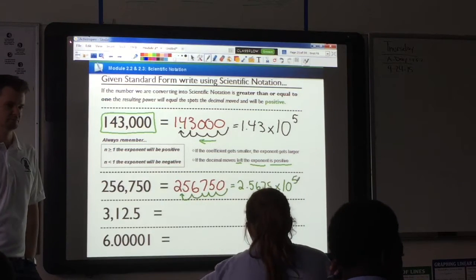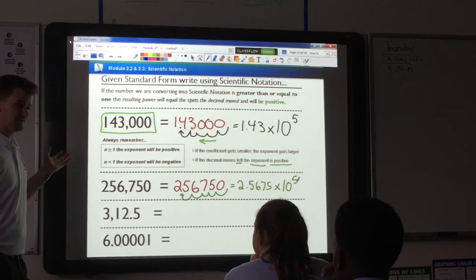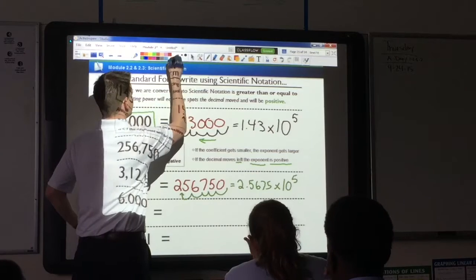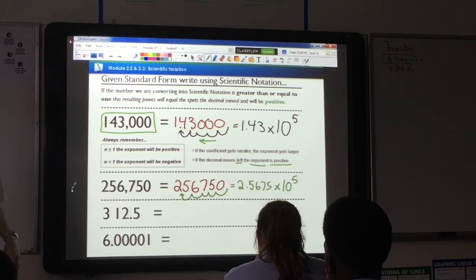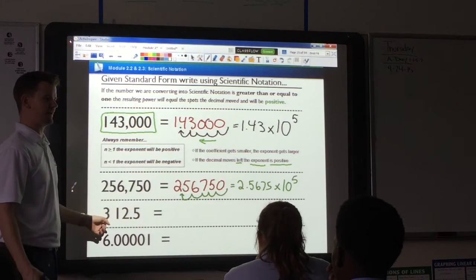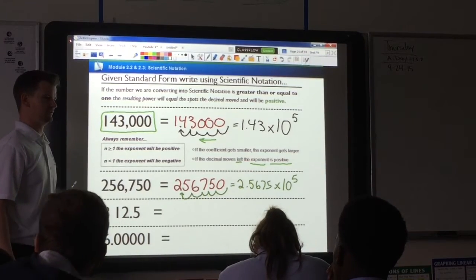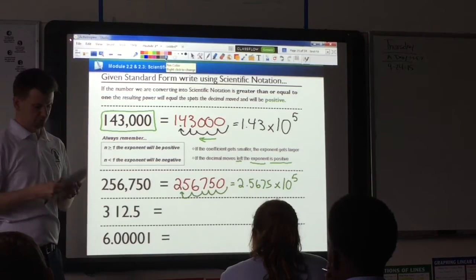Sydney, where's the error? In 3, 1, 2.5, right? What's wrong with it? The comma. There can't be a comma there. Sometimes I point out errors, like, see, you guys are going to catch them. You can't have a comma there. It's not 3,000, is it? Isn't that 312? You don't write a comma for 312, do you? No.